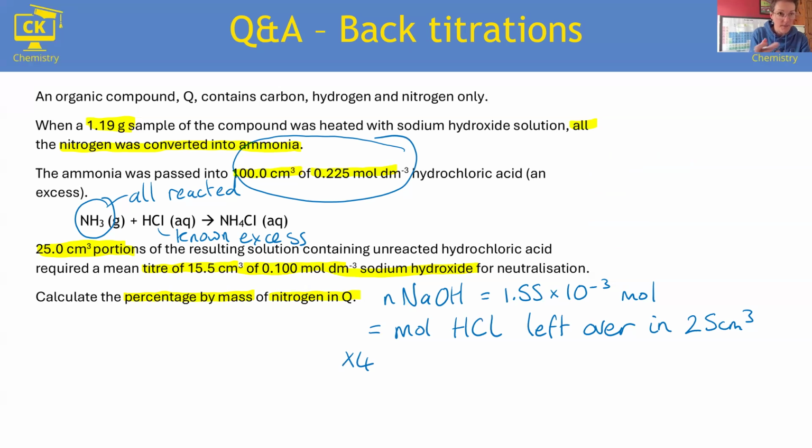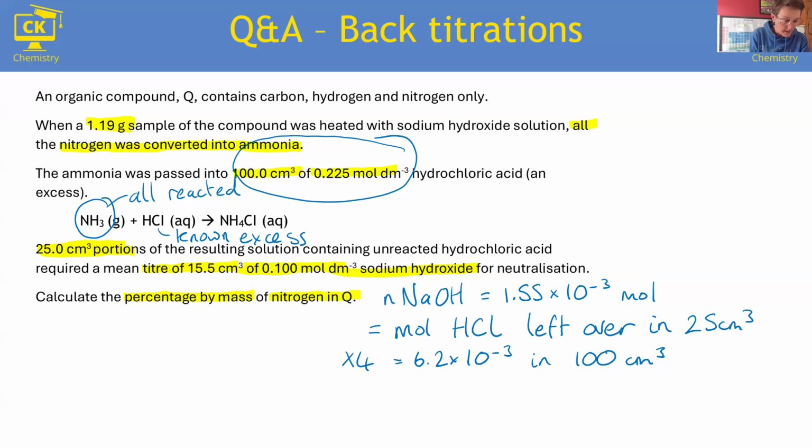But I did have somebody ask me what to do when it's not an easy ratio. So you do that, you times it by 4, and that gives you 6.2 times 10 to the minus 3 in 100 centimeter cubed. Now that's what there is after reacting with the NH3.